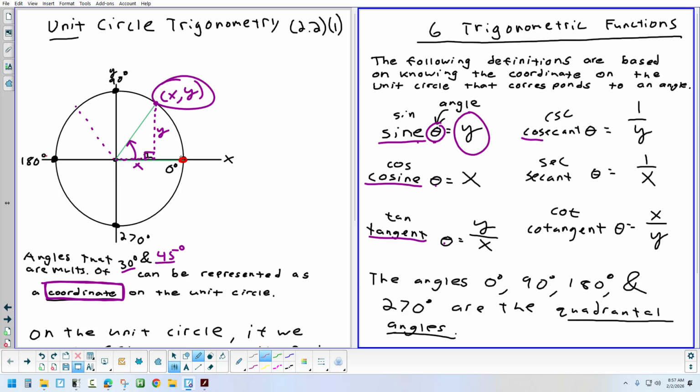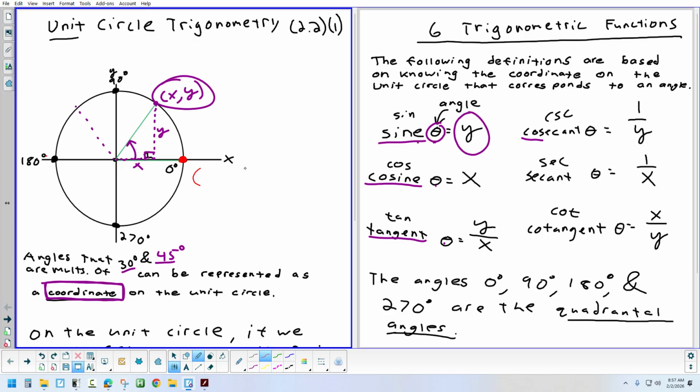Let's start with 0. What's the radius on this circle? 1. Yeah, it has a radius of 1. So anyone think they know what the coordinate would be to get to this point? 0, 1. I'm sorry, 1, 0. Yeah. That is the coordinate to get to 0 degrees on the unit circle. Never changes. It's just right 1.